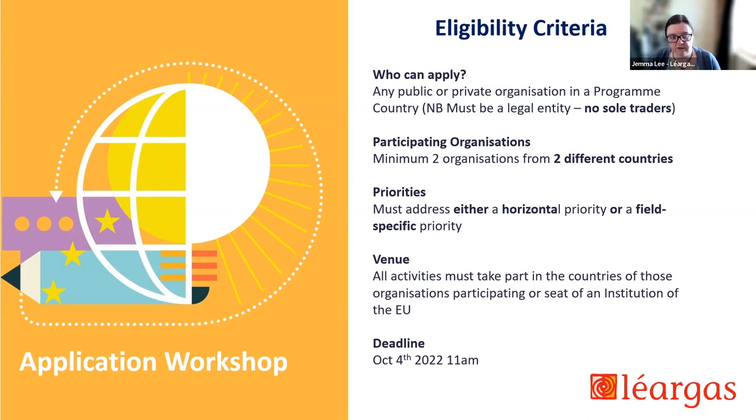Another one to just be aware of is the venue. So your activities must take place in the countries of you or your partners. So, if you're partnering with a French and a Spanish organization, then your activities must generally take place in Ireland, France, or Spain. The exception there is it can also be the seat of an institution of the EU. So if you wanted to do something in Brussels or The Hague, you can also go to those places as part of your project. I'm sure there's a few other seats of the EU, but they're all listed in this big book that we talk about, the program guide as well.